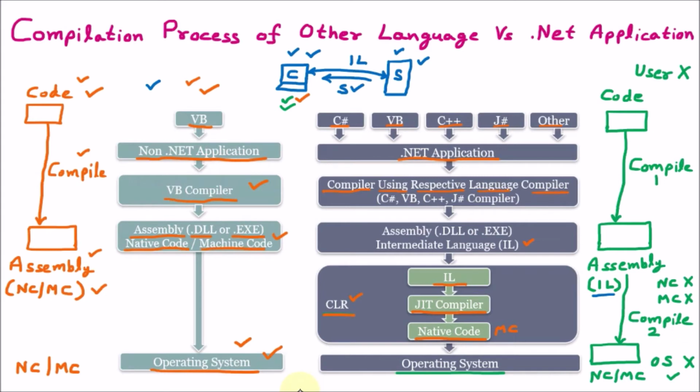Now you should understand why we are compiling using the respective language, because C Sharp will be compiled using the C Sharp compiler, VB with the VB compiler, J Sharp with the J Sharp compiler. So all the compilers are available with .NET, and .NET compiles it. Once my code is compiled, it is converted to the assembly. And here the assembly means the file from which the project can start, a DLL or the exe file.